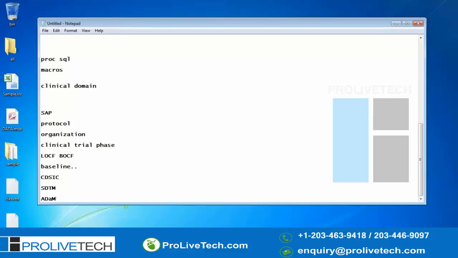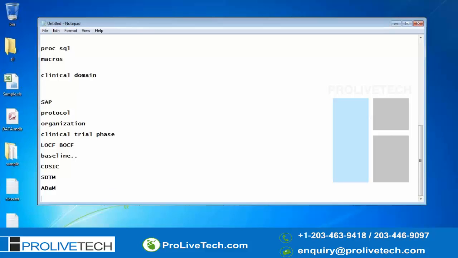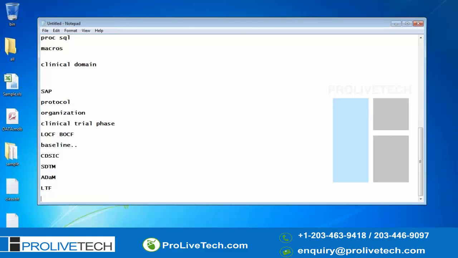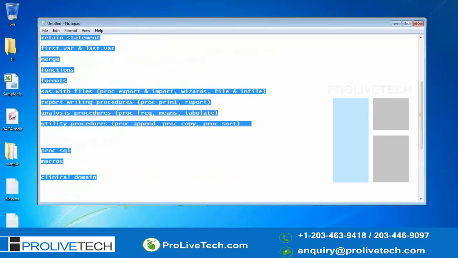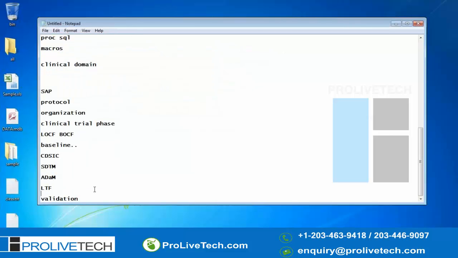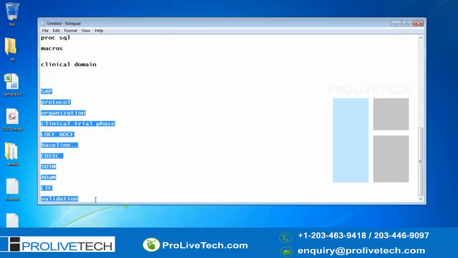ADaM, and finally tables, listings, and figures, and validation of data, program validation, report validation, log window validation, etc. So generally, when it comes to SAS clinical training, these are the general contents. But when it comes to the advanced, there we will think about these.